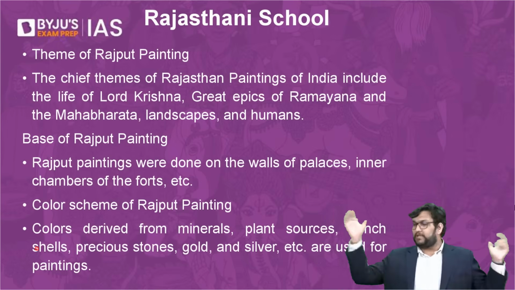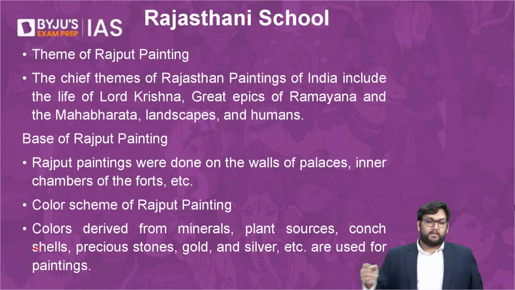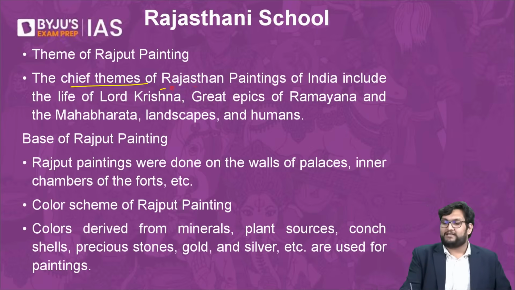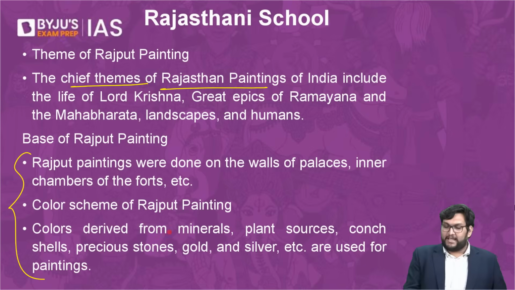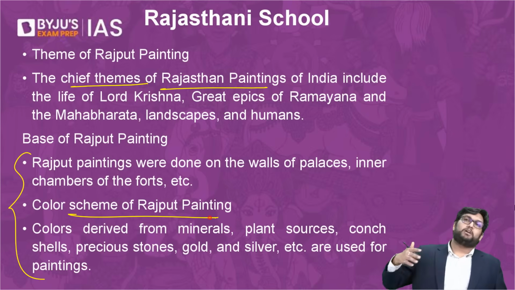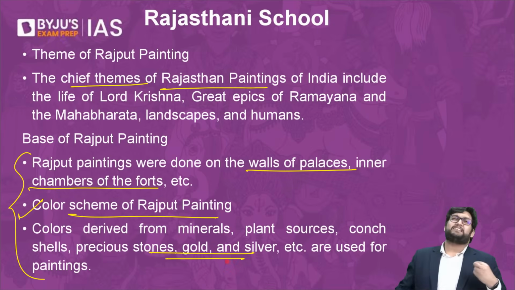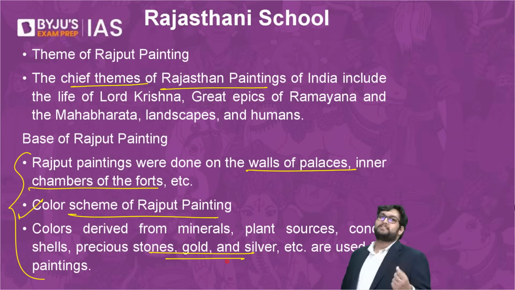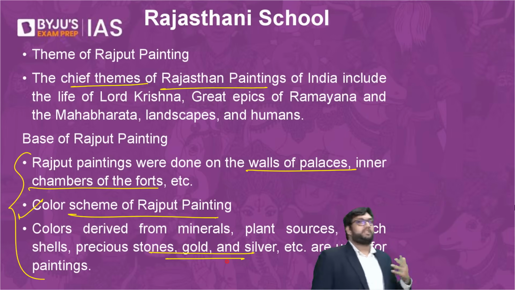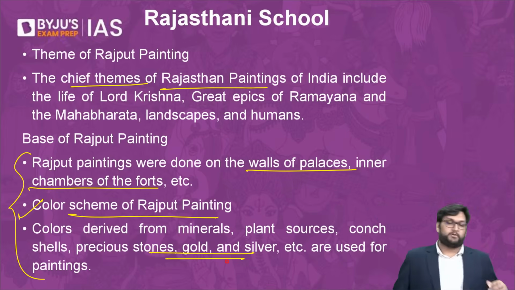not making big areas. So the chief themes of Rajasthani paintings are now Ramayana and Mahabharat, and they have no issues of not making it in big places, so they will make it on palace walls, inner chambers. The color scheme of Rajput paintings will also now come out, and they will use as many precious stones and precious metals as possible, because they were prosperous, if not the Mughals.